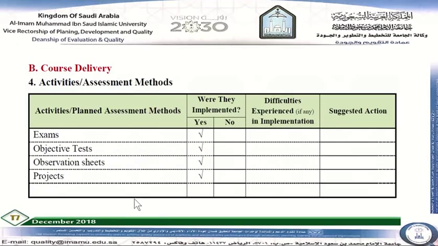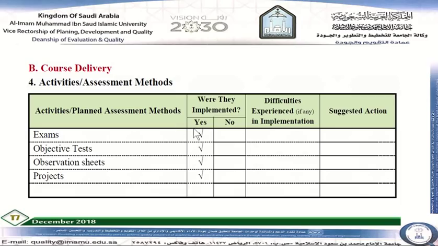In this slide, we have the activities or assessment methods. As you can see here, you write the activities or planned assessment methods that you have in the course. Again, this should be compatible with what you have in the course specifications. Here we got exams, objective tests, observation sheets, projects, and so on.